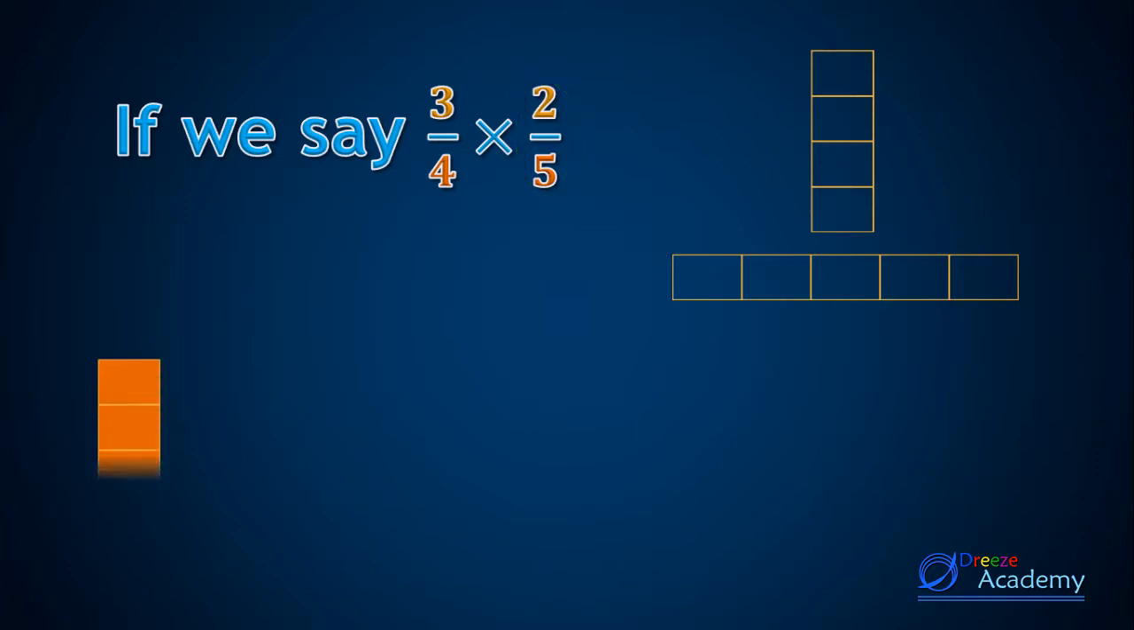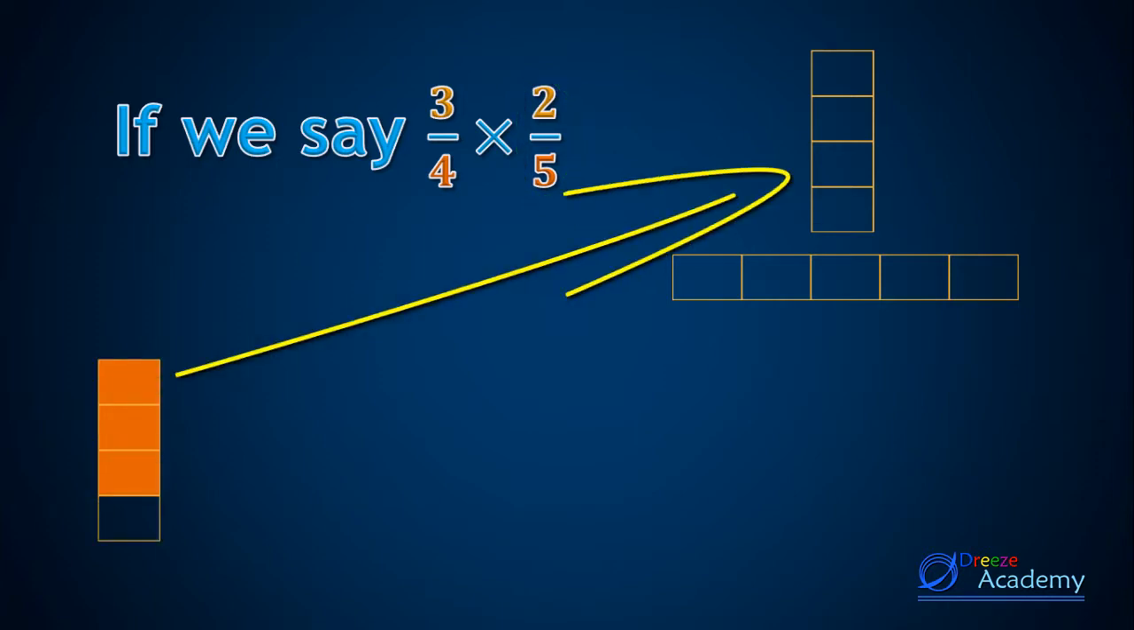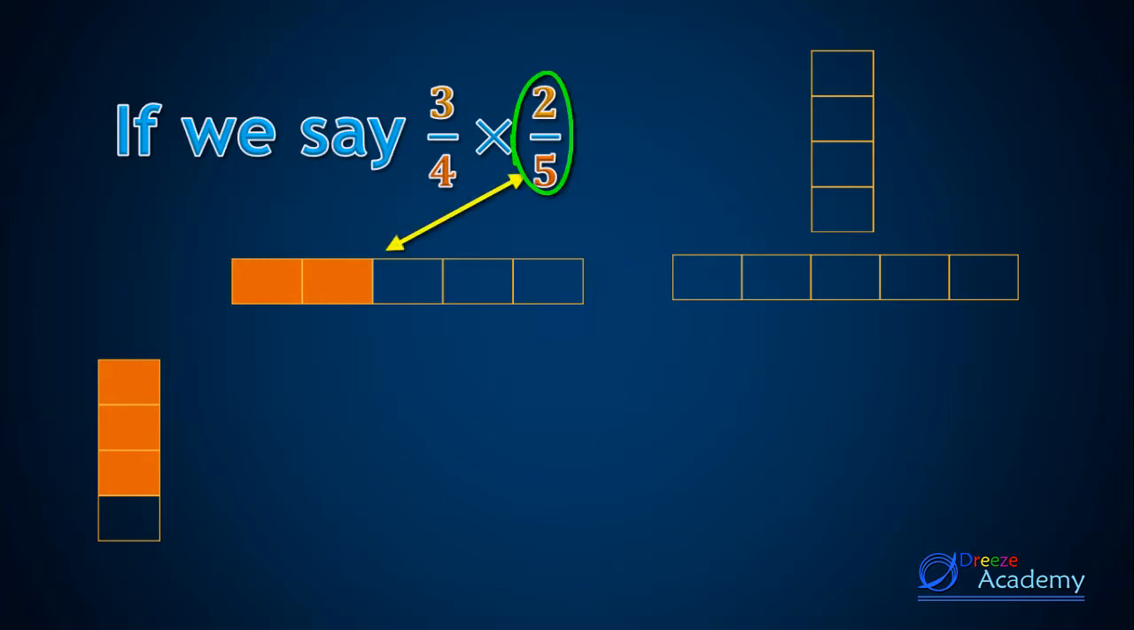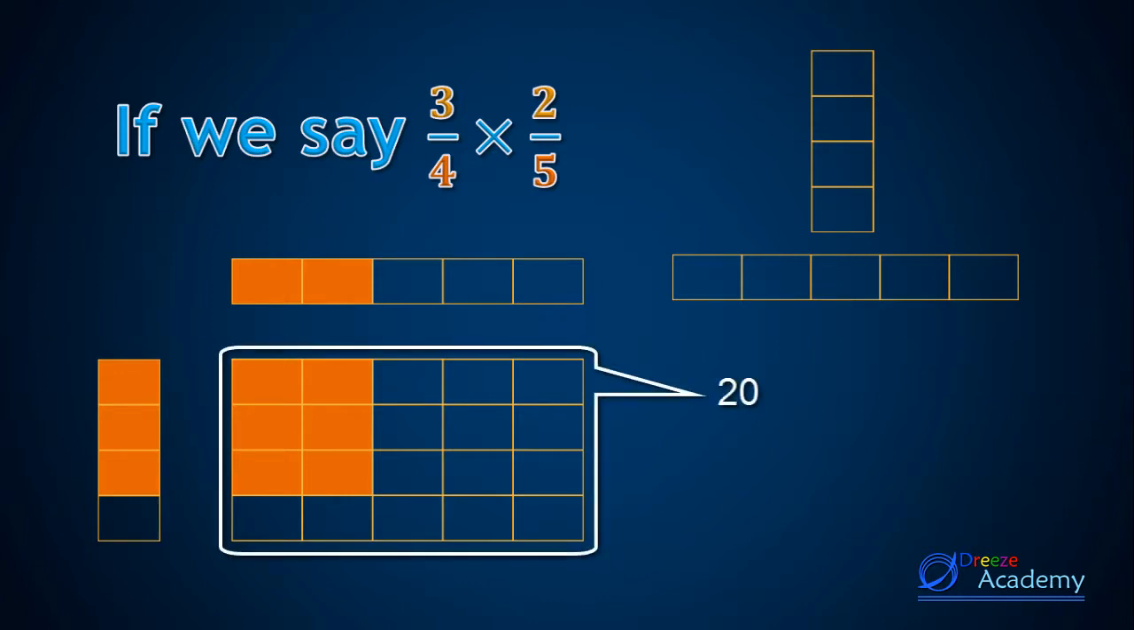If we shade 3 out of the 4 vertical boxes, we would have represented the 3 over 4 fraction. And if we shade 2 out of the 5 horizontal boxes, we would have denoted the 2 over 5 fraction. To obtain the total number of boxes, we multiply the two denominators 4 and 5 to give us a grand total of 20 in all.